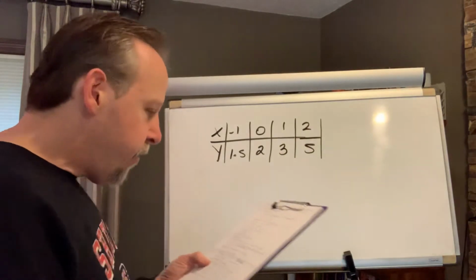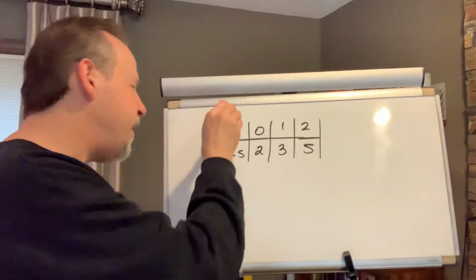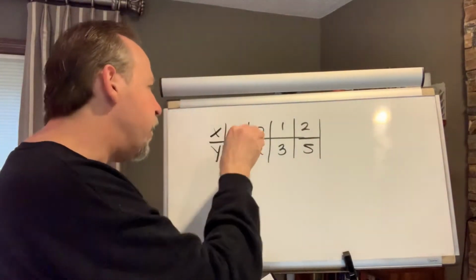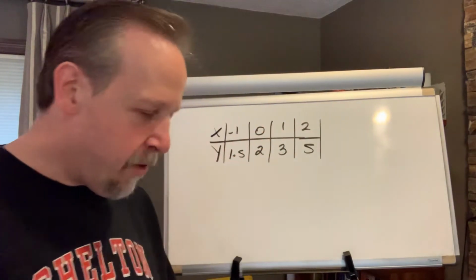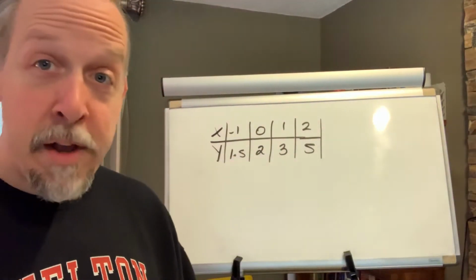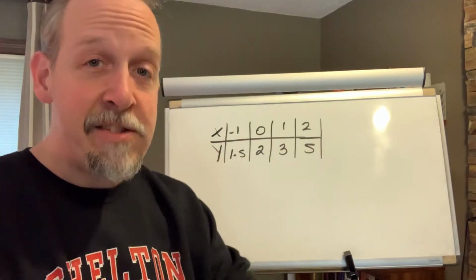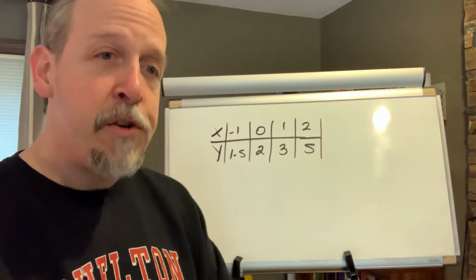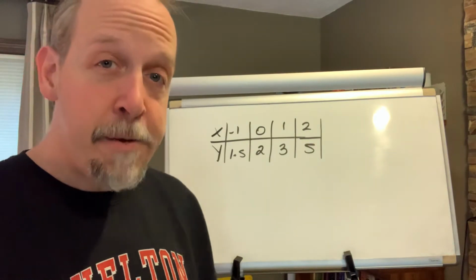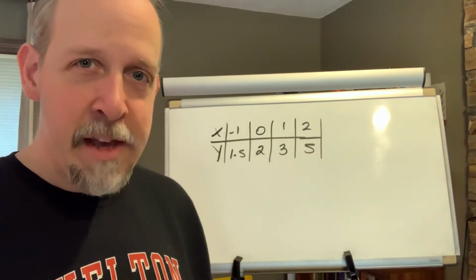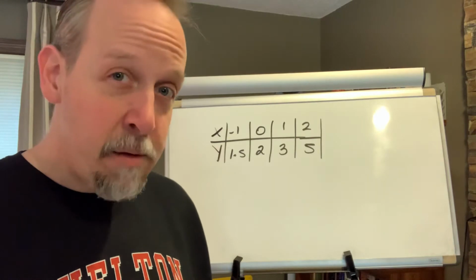Okay, so here are our coordinates. We had -1, 1.5, 0, 2, 1, 3, and 2, 5. So what I want you to do right now is pause the video and do the regression on this list of data. And then when you're done with your regression model and all the steps I just said, you can unpause the video and check out what I got. So do that now, pause.